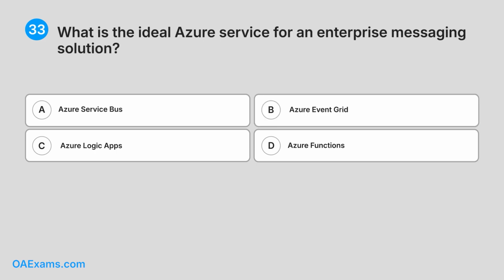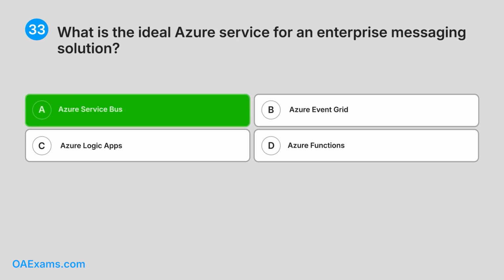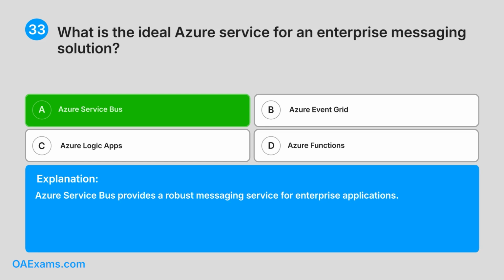33. What is the ideal Azure service for an enterprise messaging solution? A. Azure Service Bus. B. Azure Event Grid. C. Azure Logic Apps. D. Azure Functions. Do you know the answer? Correct answer. A. Explanation. Azure Service Bus provides a robust messaging service for enterprise applications.